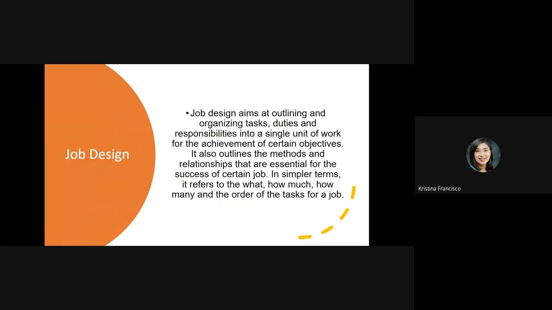So, job design aims, in short, at aligning and organizing tasks, duties, and responsibilities into a single unit of work for the achievement of certain objectives. It also outlines the methods and relationships that are essential for the success of a certain job, or in simpler terms, it refers to what, how much, how many, and the order of the tasks of a job.